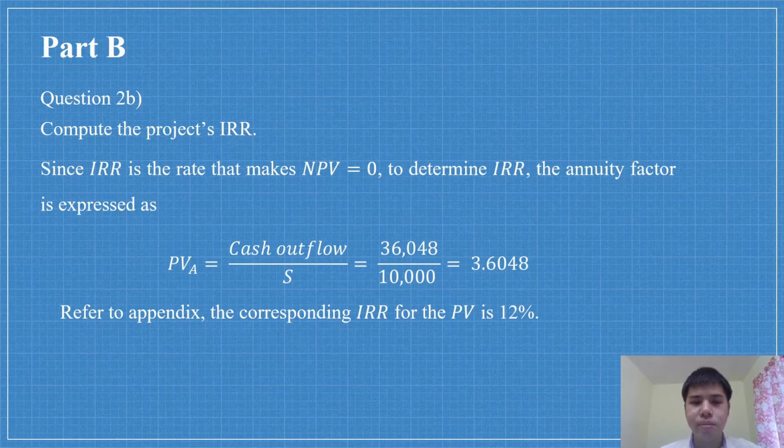Since IRR is the rate at which NPV equals 0, to determine IRR, we have to determine the annuity factor first, and the annuity factor can be expressed as cash outflow divided by savings, which is determined to be 3.6048. So refer to the appendix. The corresponding IRR for the PV is 12%.